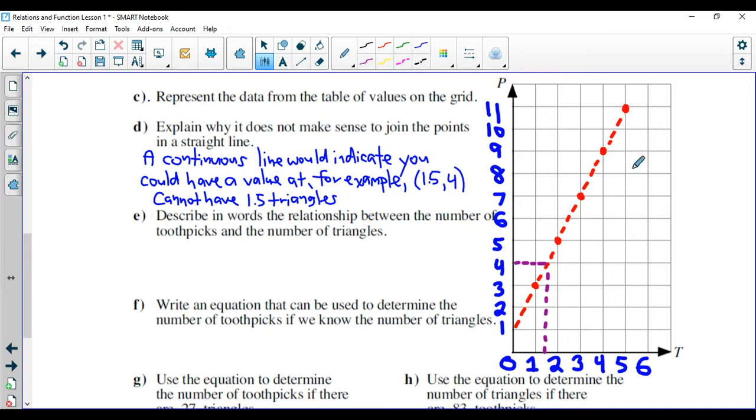So it actually doesn't make any sense to draw a continuous line through here. A dashed line would be okay, just to kind of show that the relationship is linear, but you can't actually have in between points.